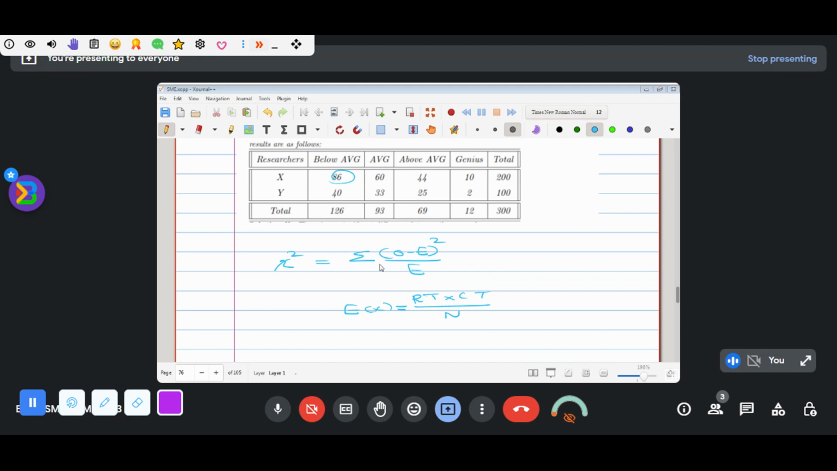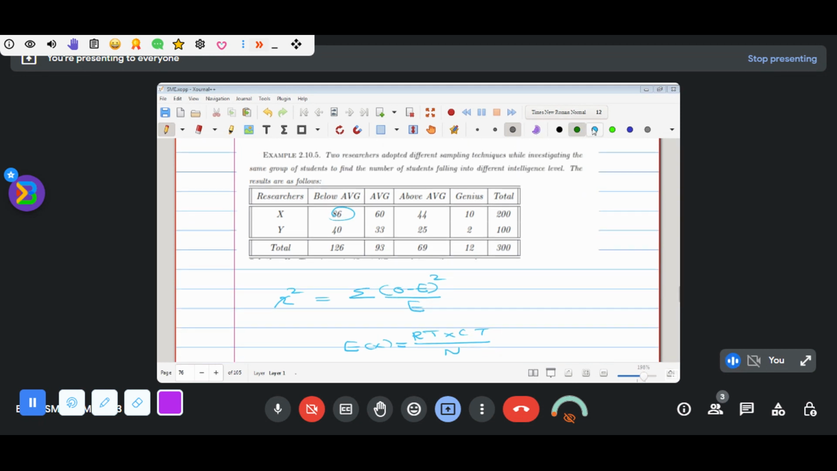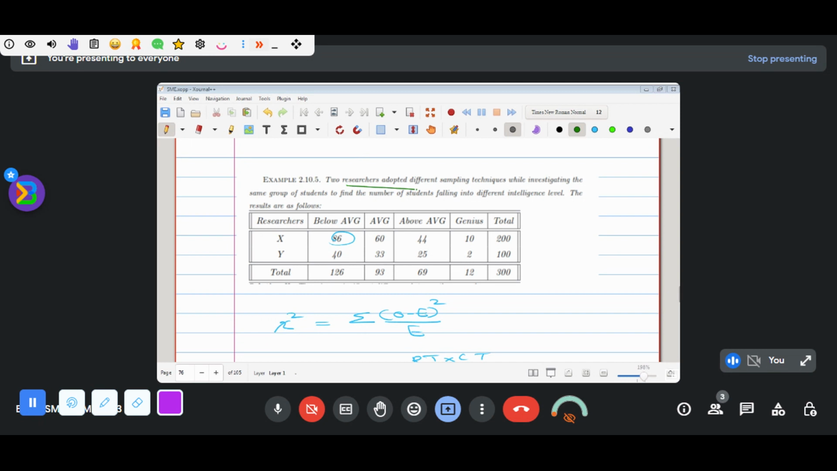Then how to find it? So what is the calculation here? Two researchers adopted the sampling technique. The research concept is given. What is the average, below average, average, above average, and genius? The overall data result is there. There are two types of researchers, X and Y, with the corresponding values. The last one is the total value, not for the corresponding column and row, and the total values are also given.